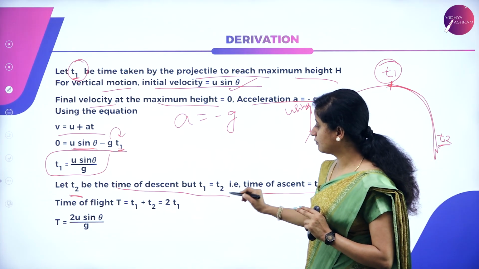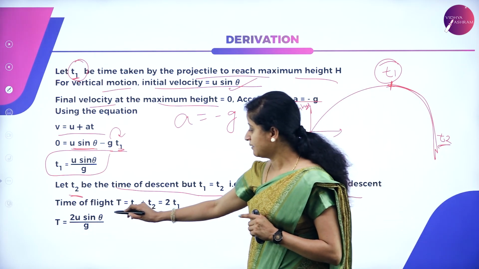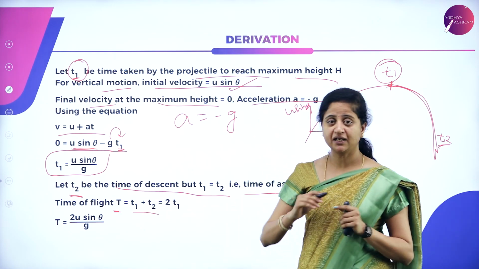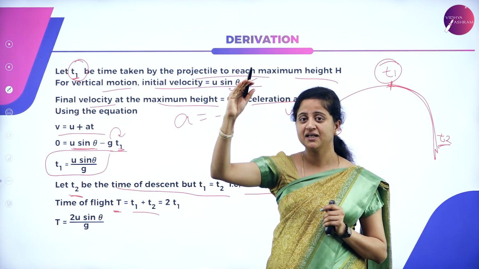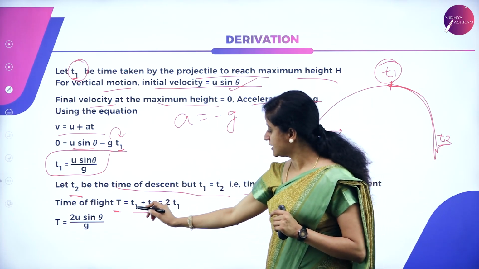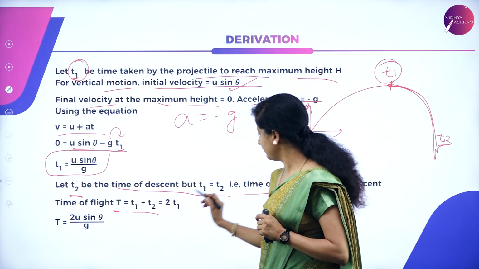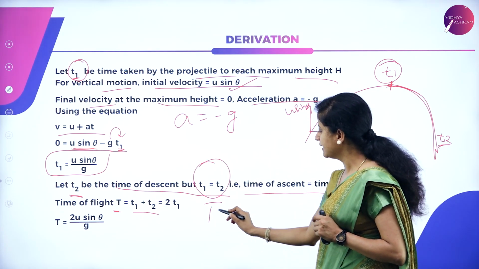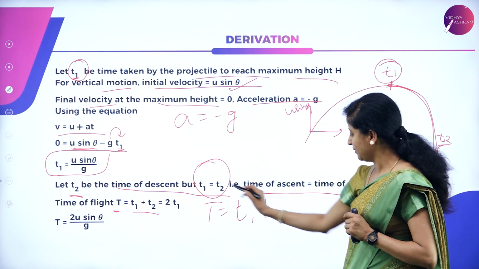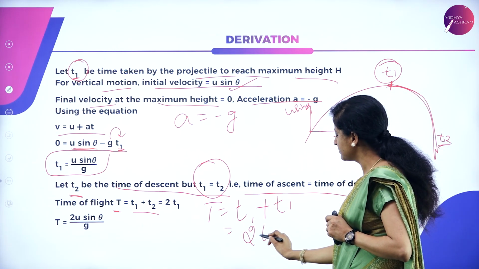So T1 is equal to T2. Let us now find out the time of flight. Time of flight is nothing but the total time, which is equal to the sum of the time taken by the projectile to reach maximum height and the time taken by the projectile to reach the ground. So that is T1 plus T2. Now both are the same. Since T1 is equal to T2, we get T is equal to T1 plus T1, and we will get 2 times T1.